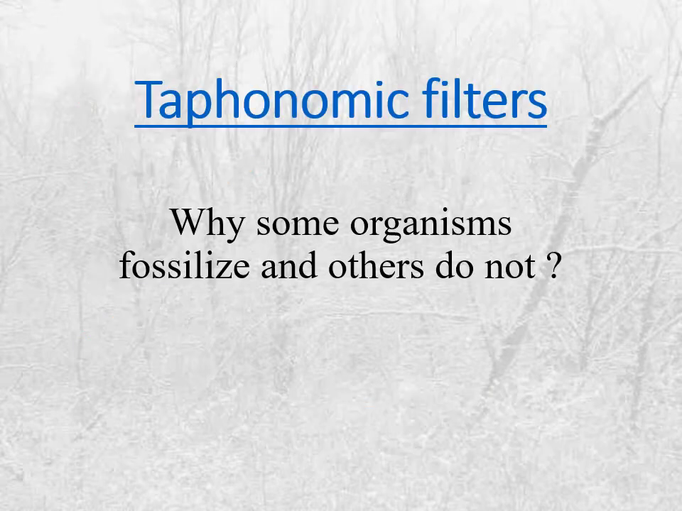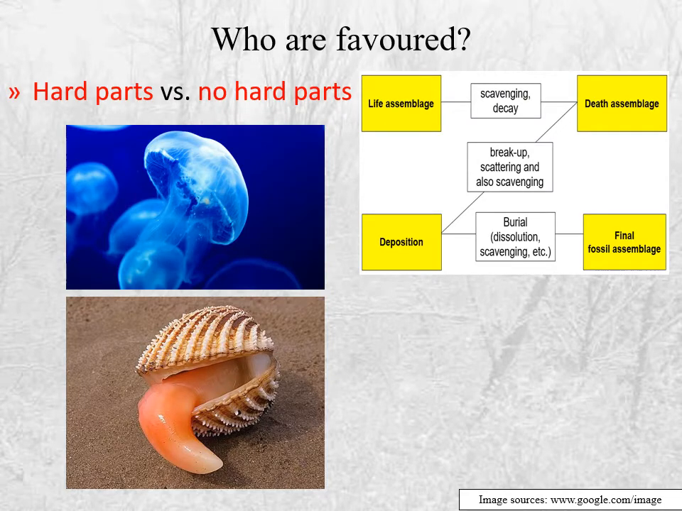Now, what are the taphonomic filters? Previously I said to you that in most cases, organic bodies are destroyed, not preserved in the fossil record. So why do some organisms fossilize and others do not? Now the first question comes to answer the previous question, that is why some organisms fossilize and others not. That means some are favored and some are not. So who are favored for fossilization? If we consider an organism having a hard part and an organism having no hard part.